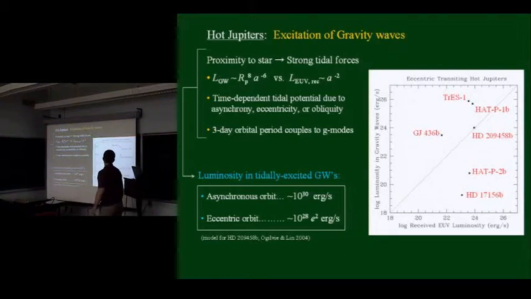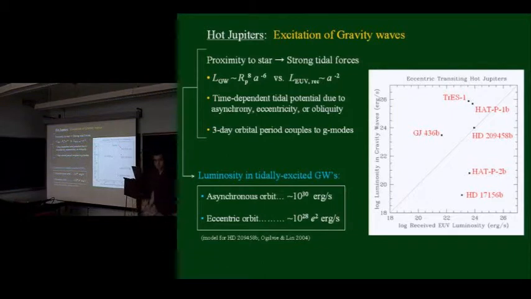And for these 2 cases, they're almost certainly dominated by the extreme UV. So to put some numbers to it, for a model for HD 209458, if the orbit were asynchronous, which it probably isn't, you'd be exciting about 10^30 ergs per second in gravity waves. If the orbit is slightly eccentric, then you're saying 10^28 times the eccentricity squared ergs per second.